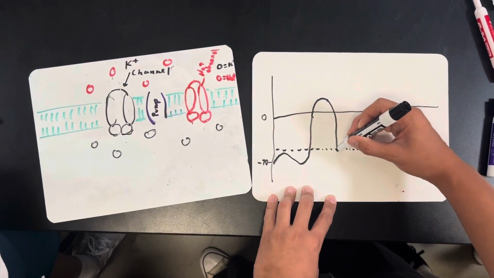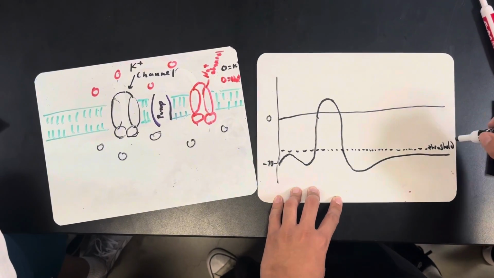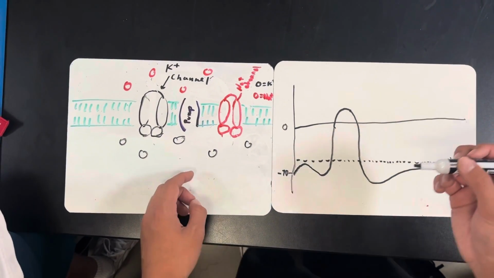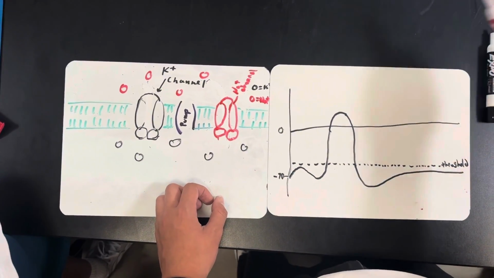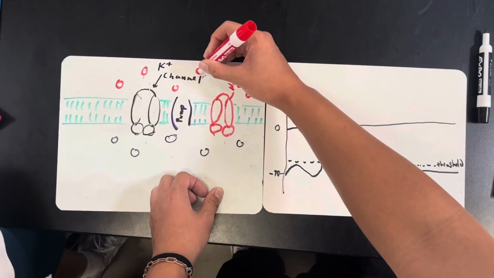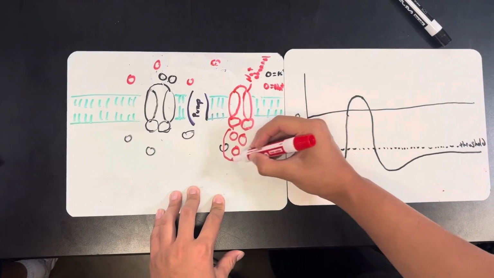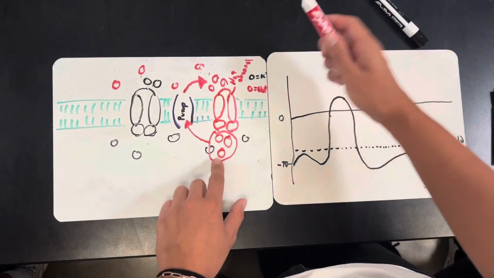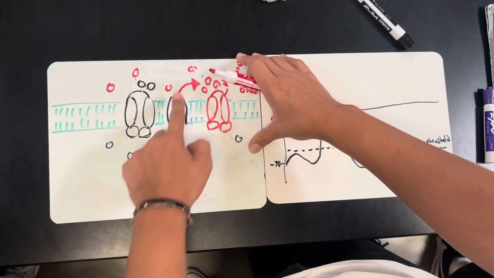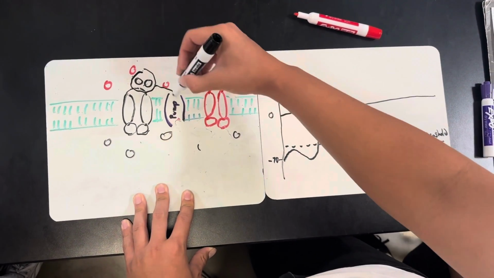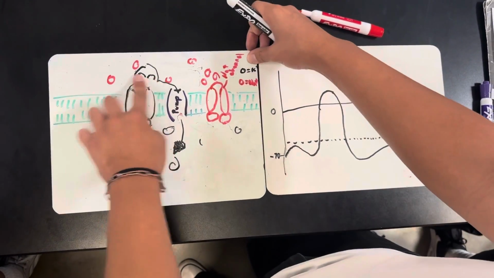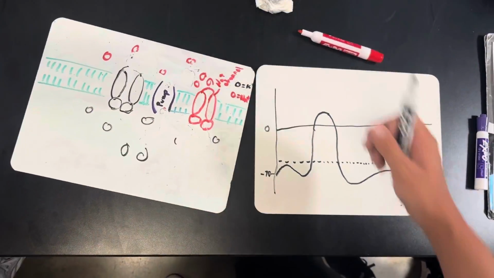Then the sodium channels close and potassium still leaves the cell, which causes the repolarization of the cell membrane and eventually leads to hyperpolarization, and then the potassium channels close and it slowly returns back to resting potential. After the action potential fires, the sodium-potassium pump resets the ions back so that potassium is inside of the cell and sodium is outside of the cell. And for every 3 sodium ions that leave the cell, 2 potassium ions enter the cell. And this is through active transport.